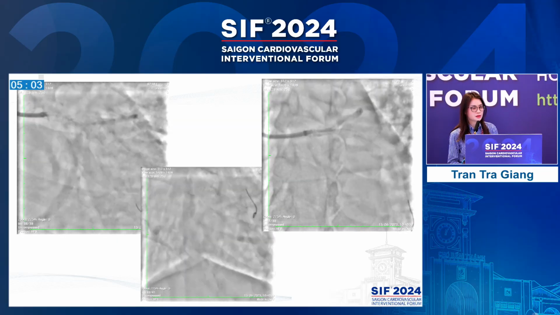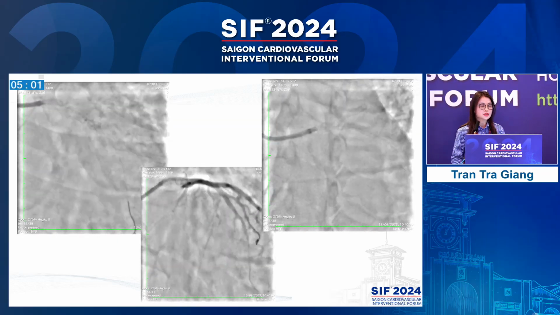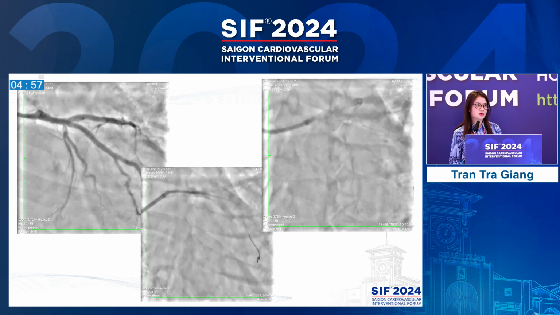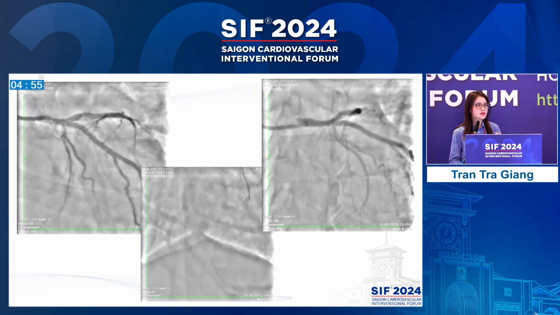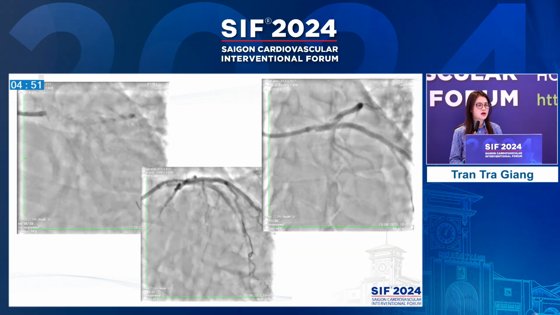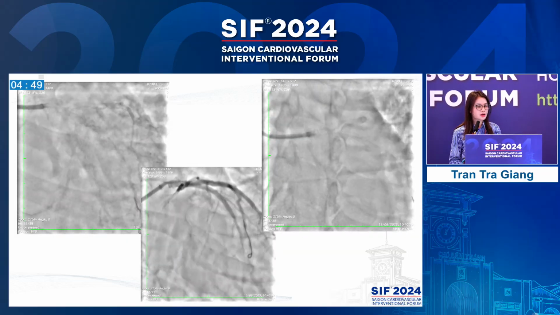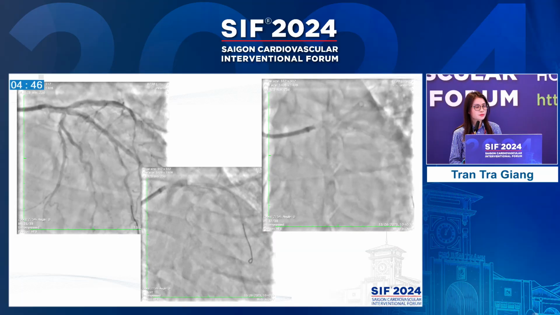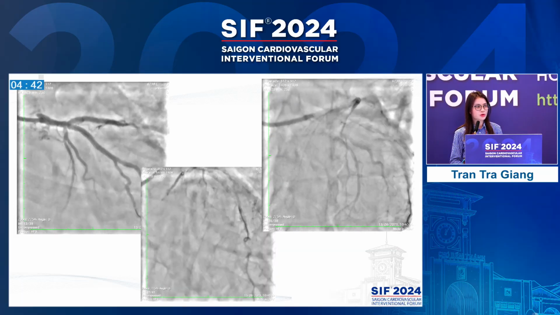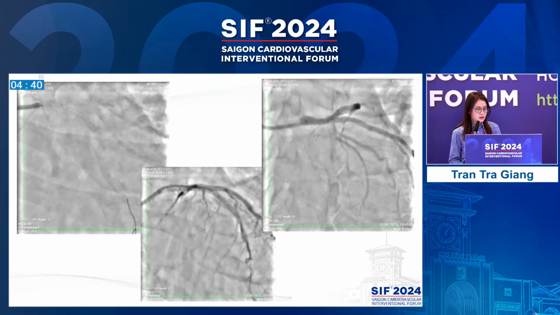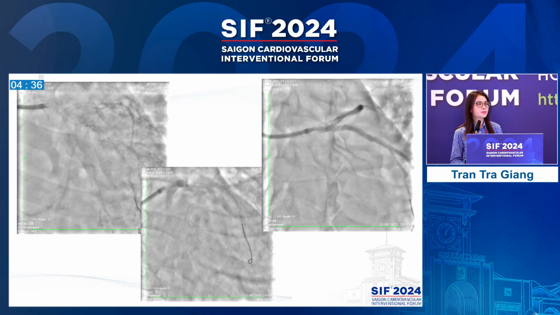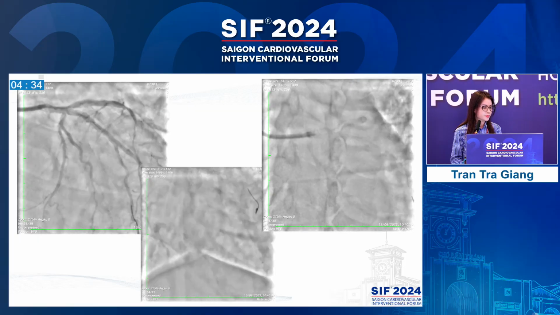So in my practice for DCB, I do not focus on how much dissection, how severe the dissection is. I just focus on whether the dissection can lead to slow flow or has a high risk of acute occlusion. And residual stenosis at about 50%, not 30%. Thank you.